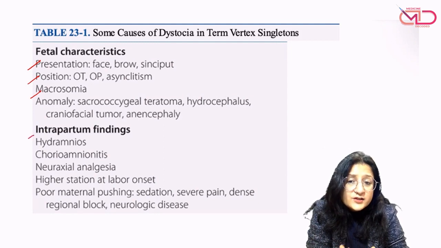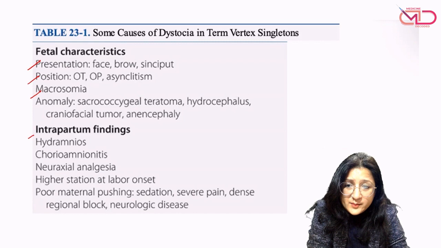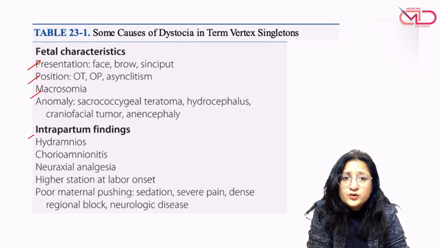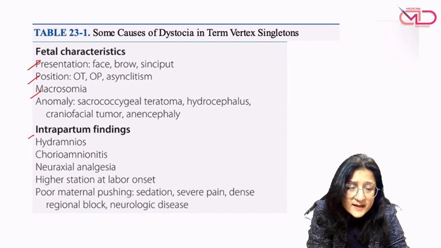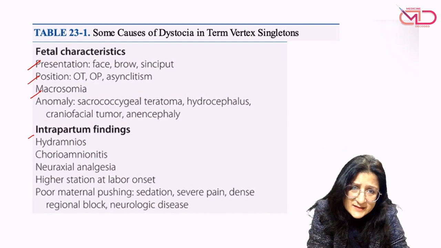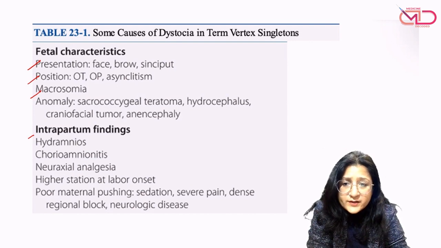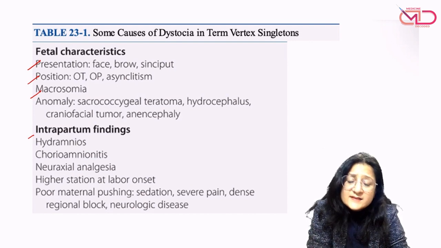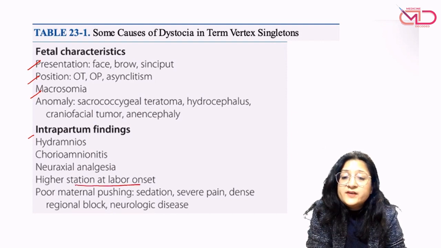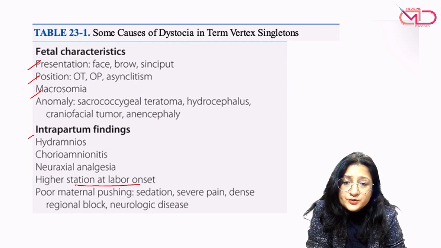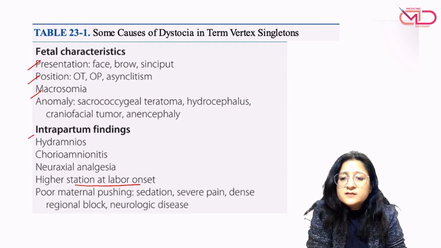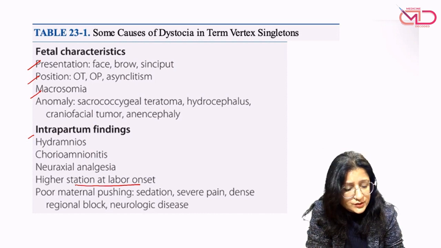Intrapartum findings like hydroamnios, it's a big baby, an overly distended uterus, which will have difficulty in contracting. Chorioamnionitis again affects uterine contractility. Neuraxial analgesia, epidural analgesia can affect uterine contractility, right? Higher station at labor onset, I told you, if the head is high up, there could be a possibility of cephalopelvic disproportion or deflexed head. And poor maternal pushing will obviously affect labor progression. So these are the reasons.